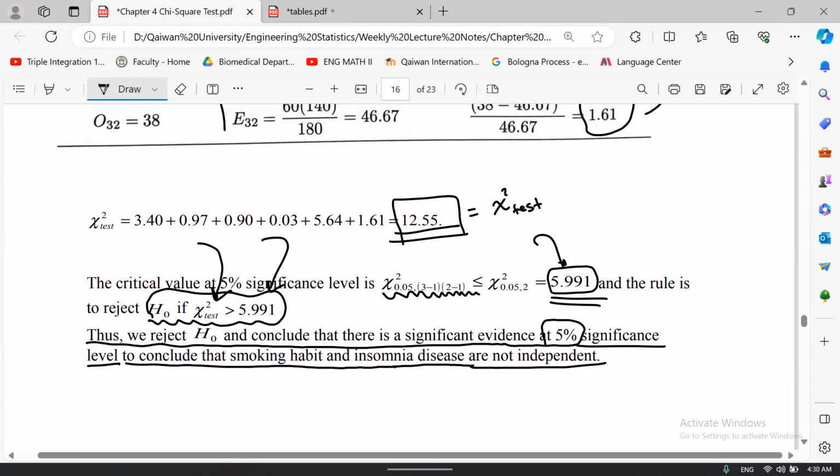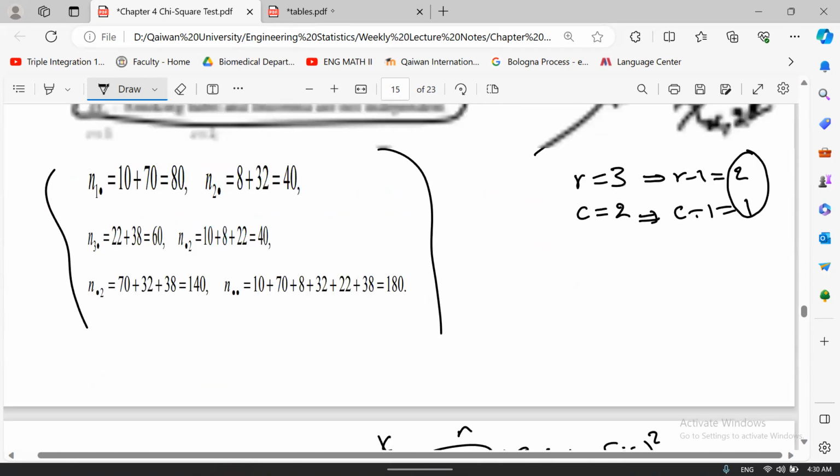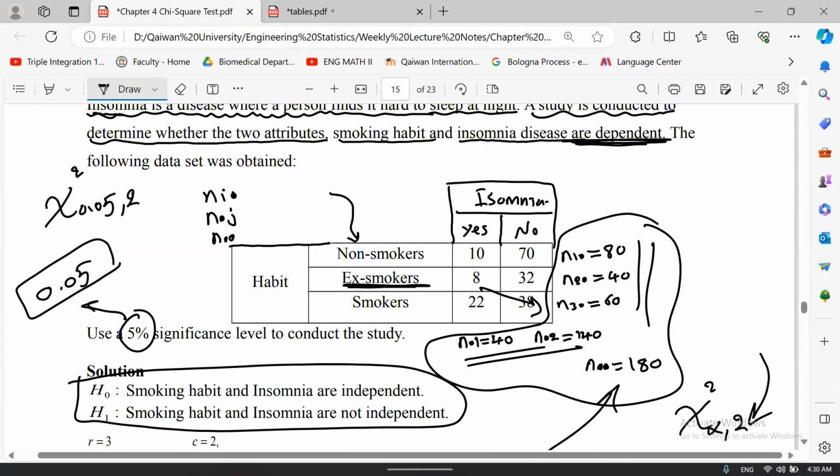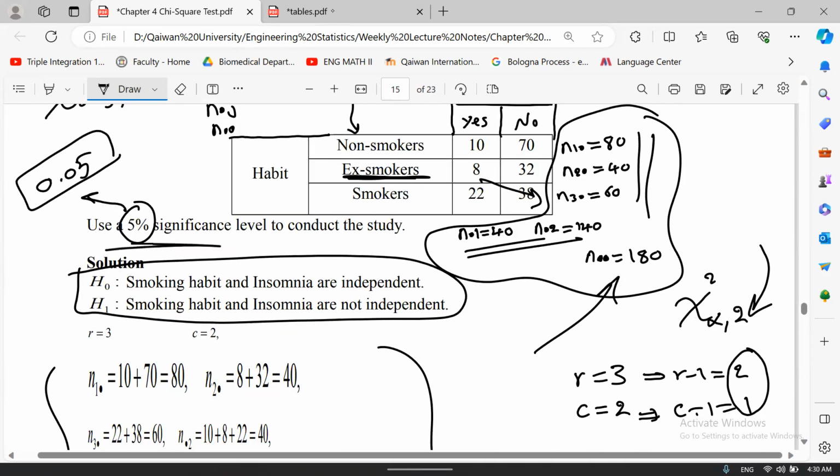Alpha. It's the value of alpha. The table we have is chi-squared alpha with (c minus 1) times (r minus 1) degrees of freedom. Okay, that's alpha.